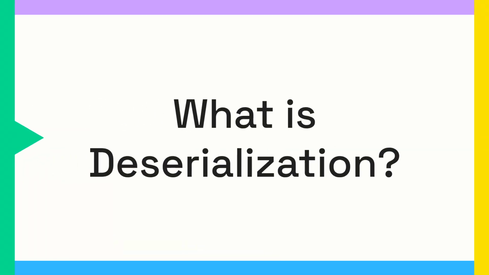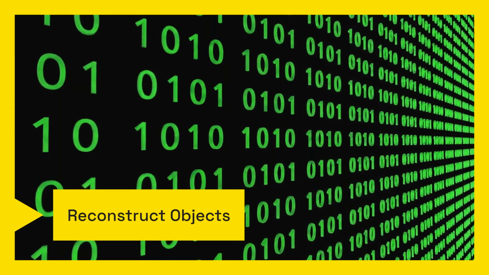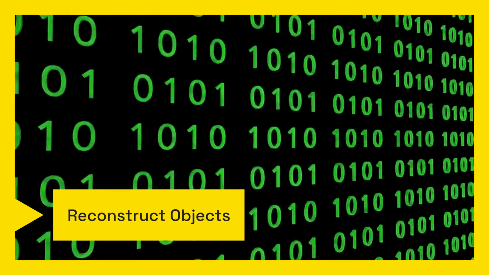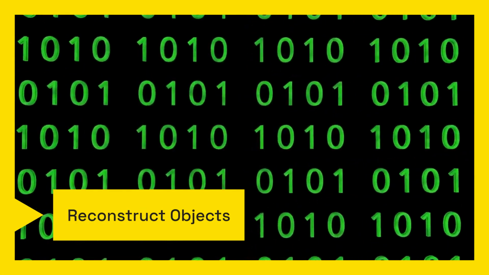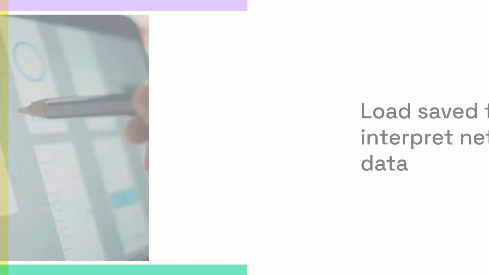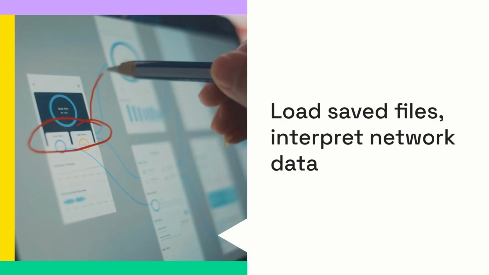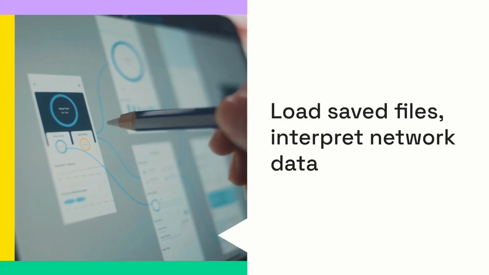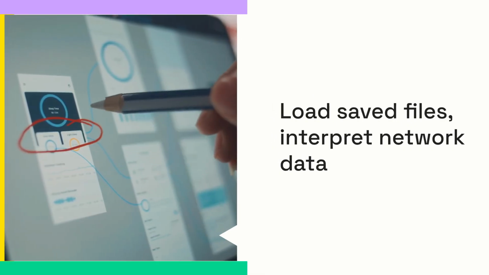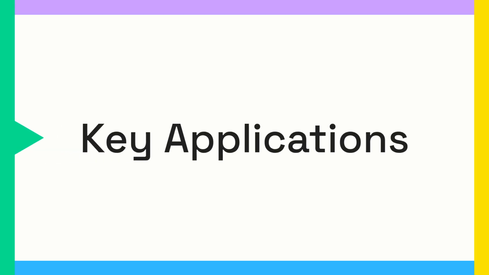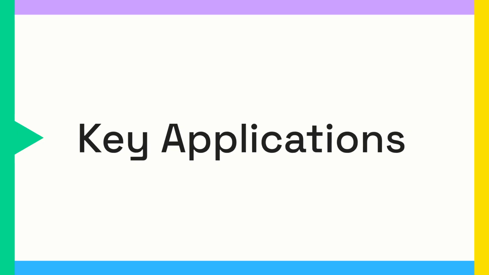Now let's flip the coin. What happens when you receive that serialized data? Deserialization is the reverse process, taking that byte stream and reconstructing the original object from it. This allows applications to read previously stored data or interpret data received from other systems, restoring it to a usable object format. Deserialization is just as important as serialization for many practical programming scenarios.